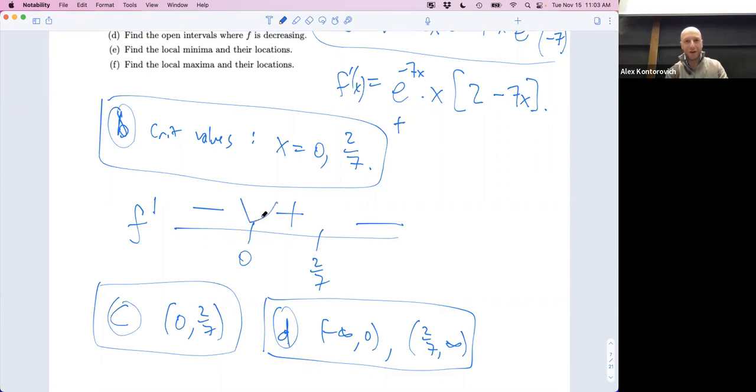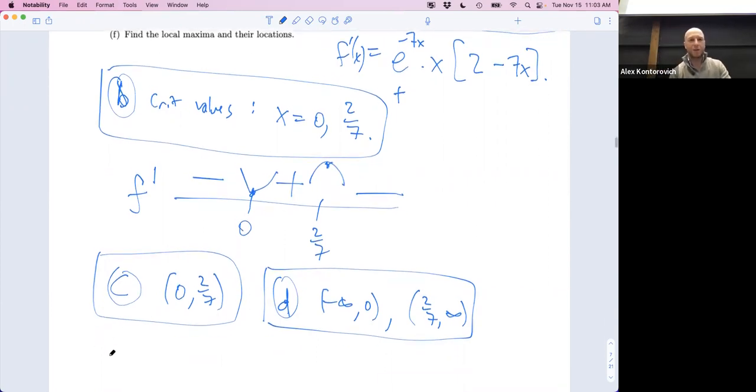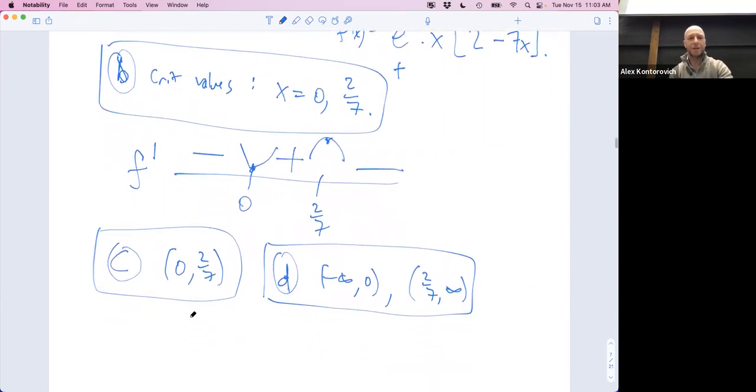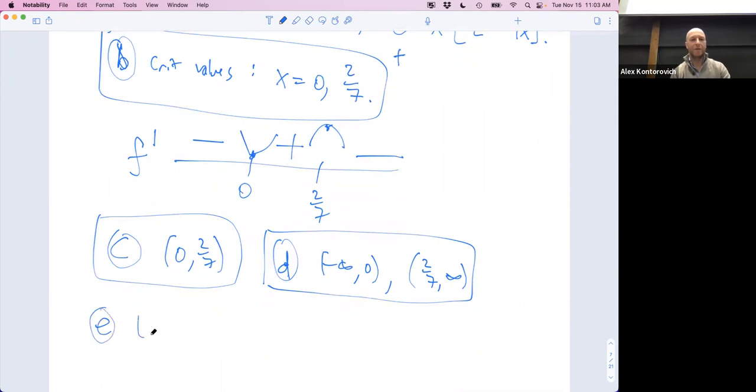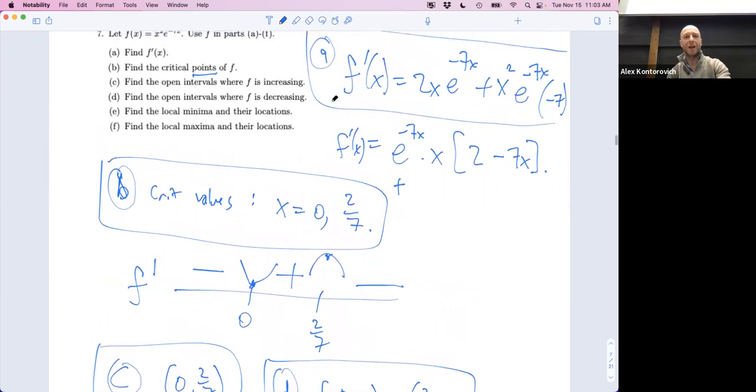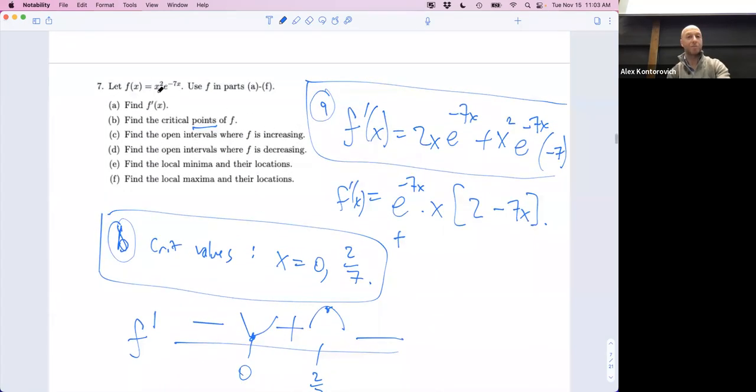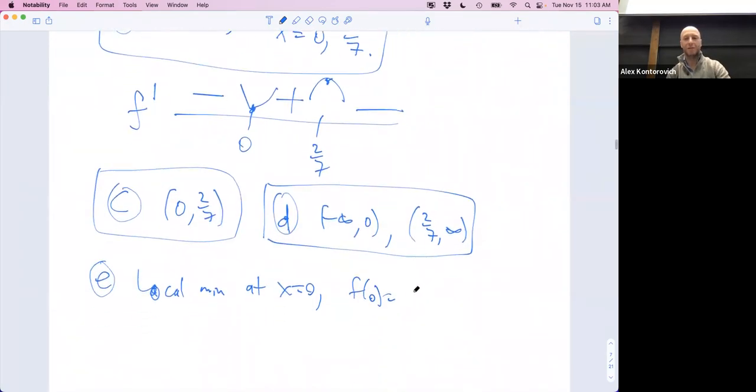We're decreasing and then we're increasing. This is a local min. We're increasing, then we're decreasing. This is a local max. So E is local min. We have a local min at x equals 0. F of 0 shouldn't be that hard to work out. F of 0 is 0. So 0 is a local min.